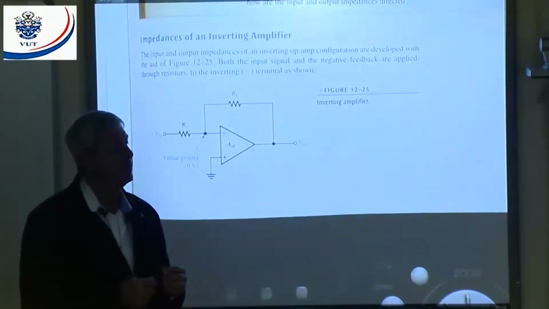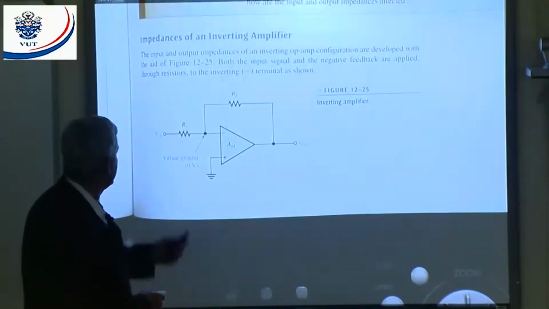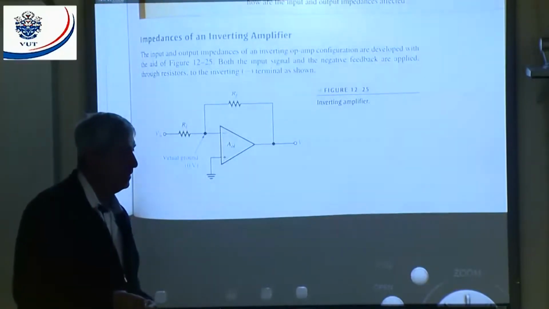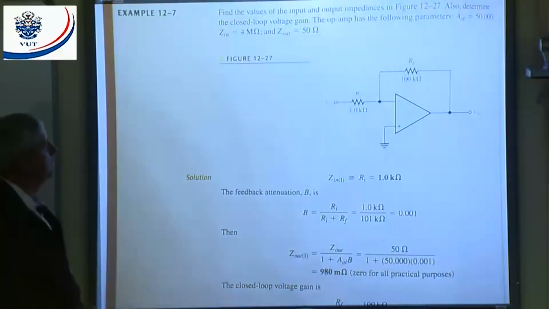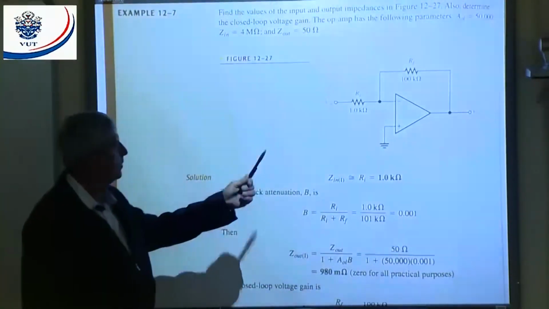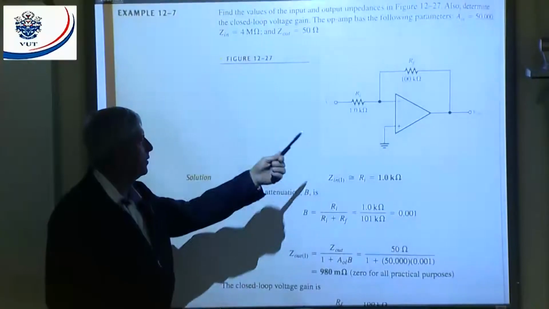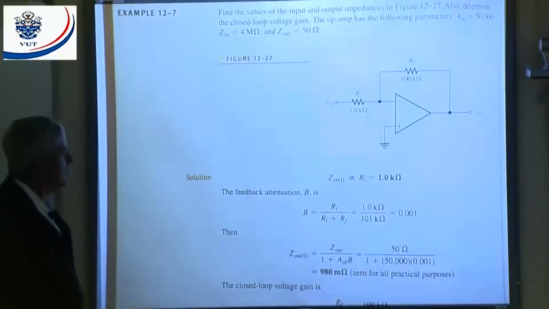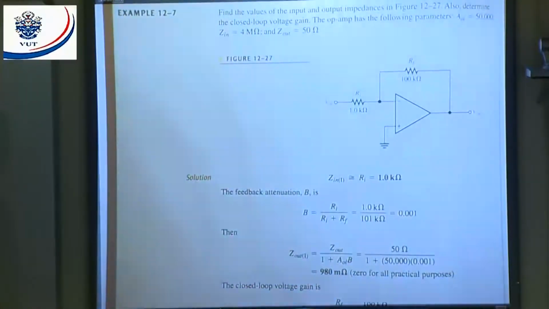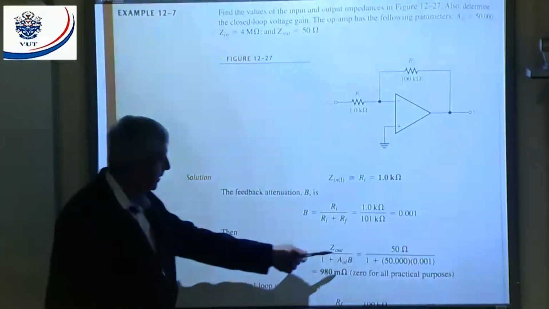All right. First of all, Z in we don't have to calculate. It is equal to R in, which is equal to 1K. The attenuation we can work out because we got R in and we got RF, and that will give me 0.001. The output impedance will decrease by that factor, 1 plus open loop gain times my attenuation. And that will give me a value of 980 milliohms. All right. There they say 0 for all practical purposes, a very, very low value.